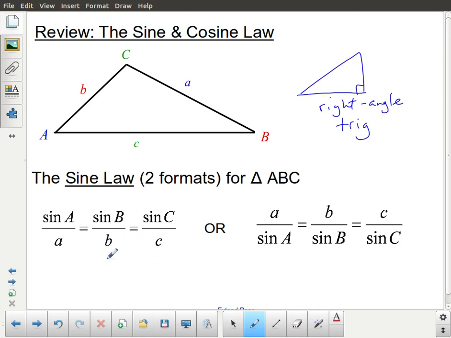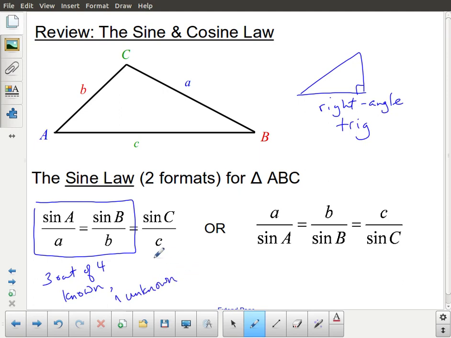When you're solving a sine law problem, what you want to do is find a pair of these ratios where you have 3 out of 4 known, and 1 unknown. That's what we're going for. If we have a single equation, we can solve it for 1 unknown. So you're going to want to go through these, figure out what you have, what you don't have, and solve it appropriately. Sometimes the thing we're solving for may be in the numerator or denominator.